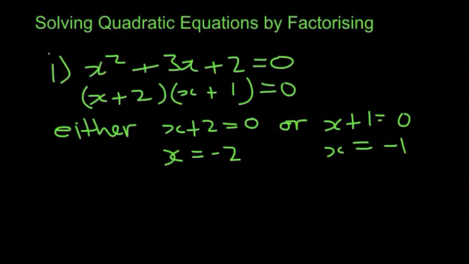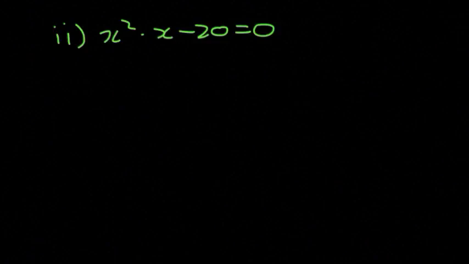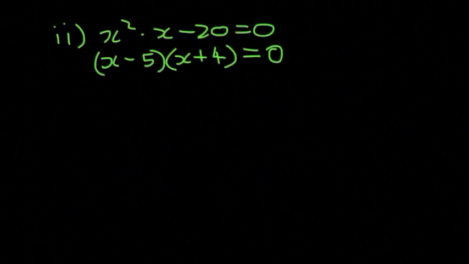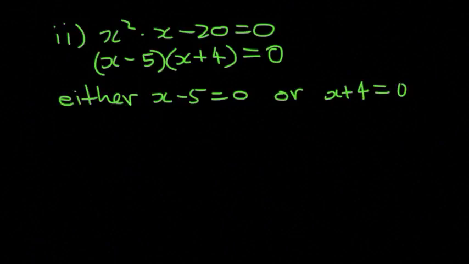Let's have a look at the second example. x squared minus x minus 20 equals 0. If I factorise this, we'll have x minus 5 in the first set of brackets and x plus 4 in the second set of brackets. What that means is that applying the null factor law, we'll have either x minus 5 equals 0 or x plus 4 equals 0. And that will give us two possibilities, x equals 5 or x equals minus 4.